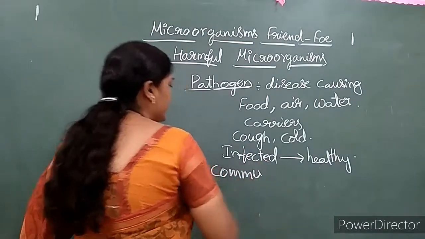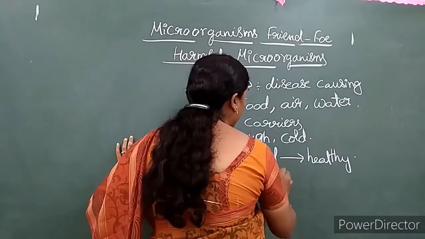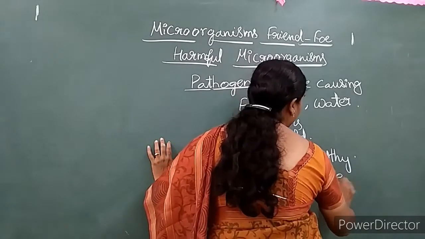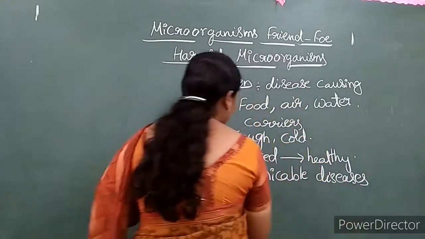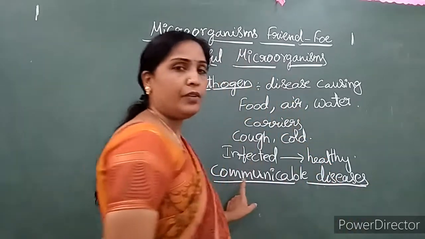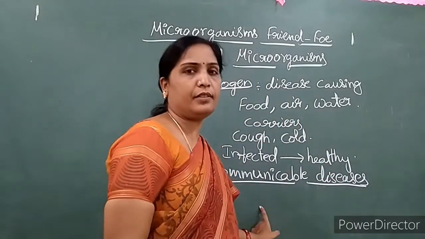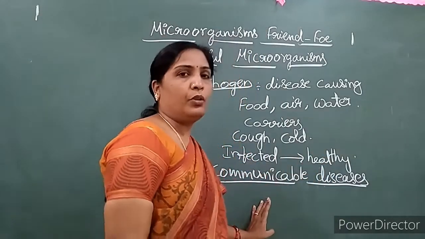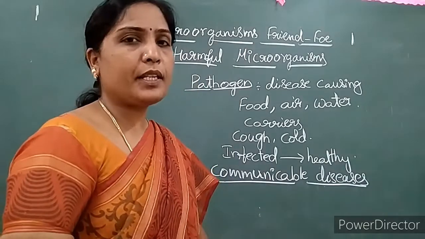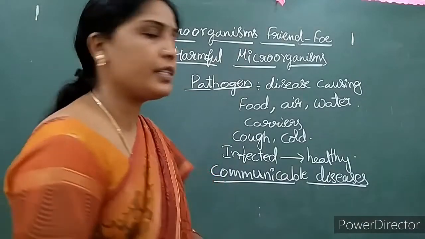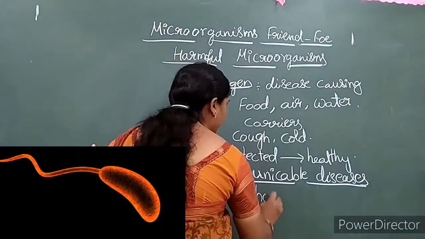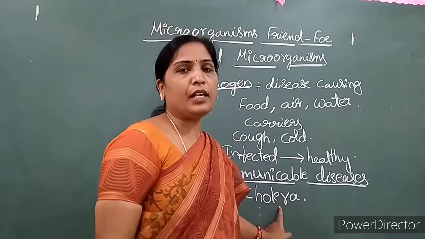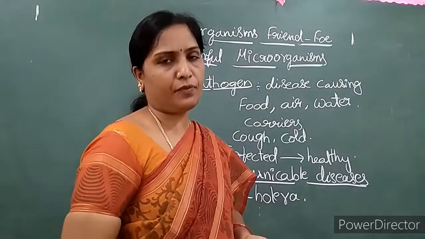What do we call these diseases? Communicable diseases. The diseases which spread from an infected person to a healthy person are known as communicable diseases. Can you give any examples of communicable diseases? Like cholera. When we drink polluted water, cholera spreads to n number of people.